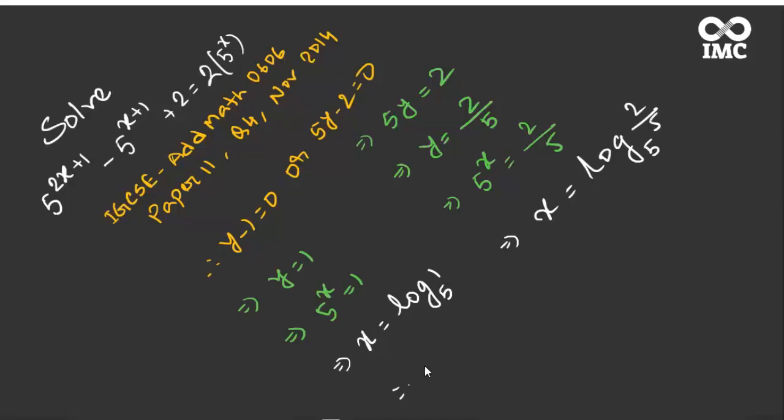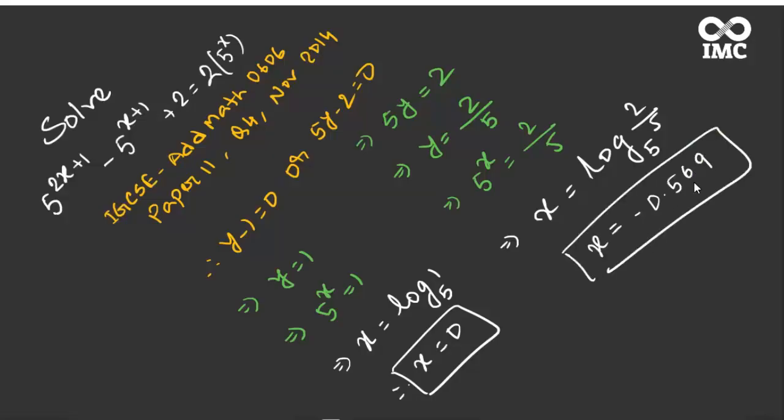Here, log base 5 of 1 will be 0, and log base 5 of 2 by 5 will be minus 0.569 by using the calculator. And this is the solution of this equation.